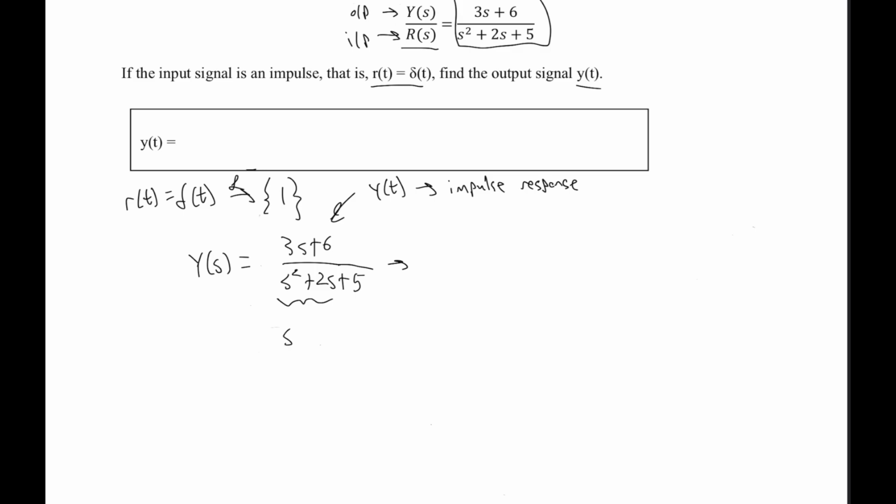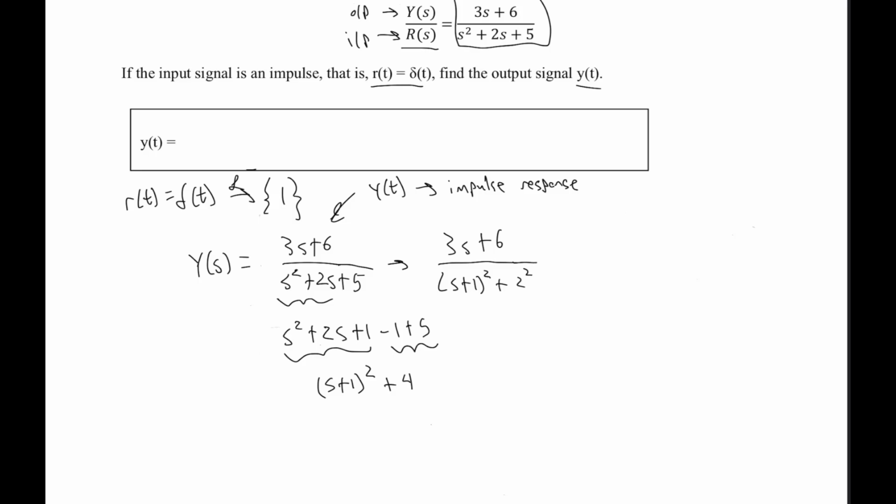The way that we're going to handle that is using completing the square. So here we get s² + 2s. Half of 2s is 1, squared is 1, so plus 1. And then we have to subtract 1 too, so we're not changing anything: minus 1 plus 5. This is the new denominator, and we can factor it to (s + 1) squared plus 4. So this is (3s + 6) over (s + 1)² + 2². So this is a good start.